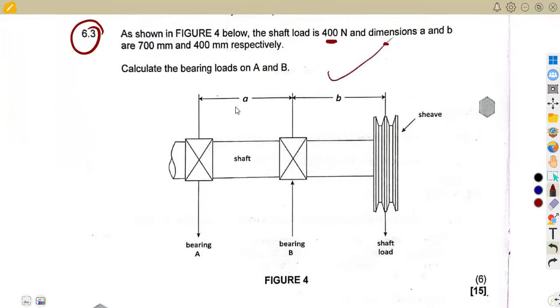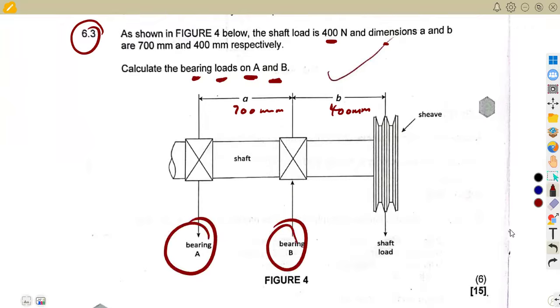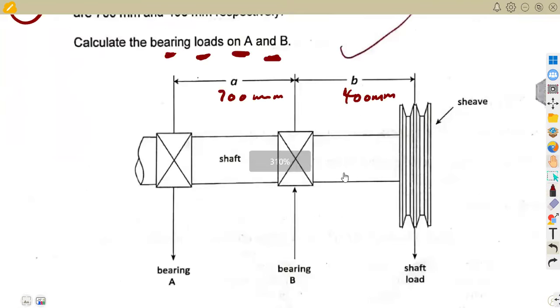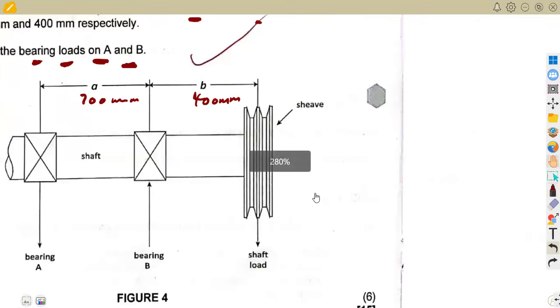We have got 700 millimeters here, and B 400 millimeters. These are the distances that you're given there. So the question was to calculate the bearing loads on A and B. So the bearing load on A and B in this case, these are the ones they're talking about. All right. So this type of a question, you can use the same idea of your moments.